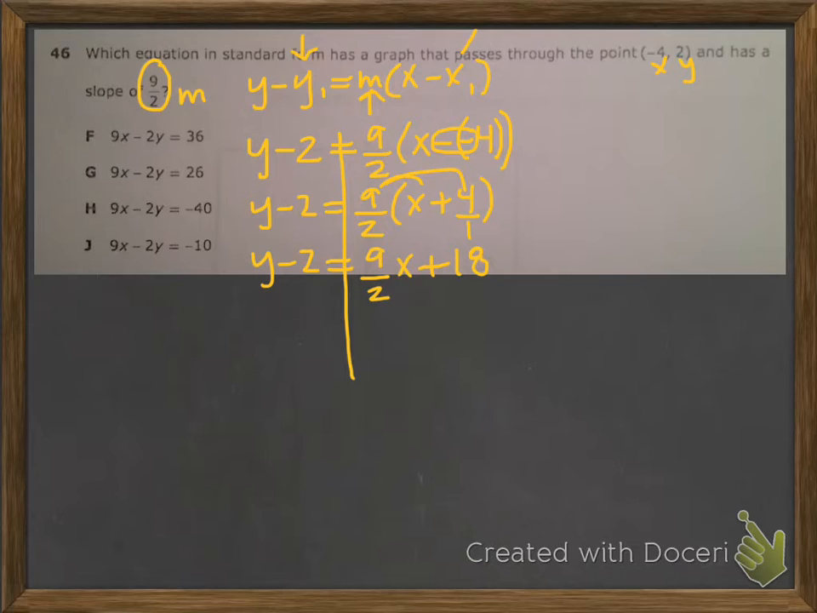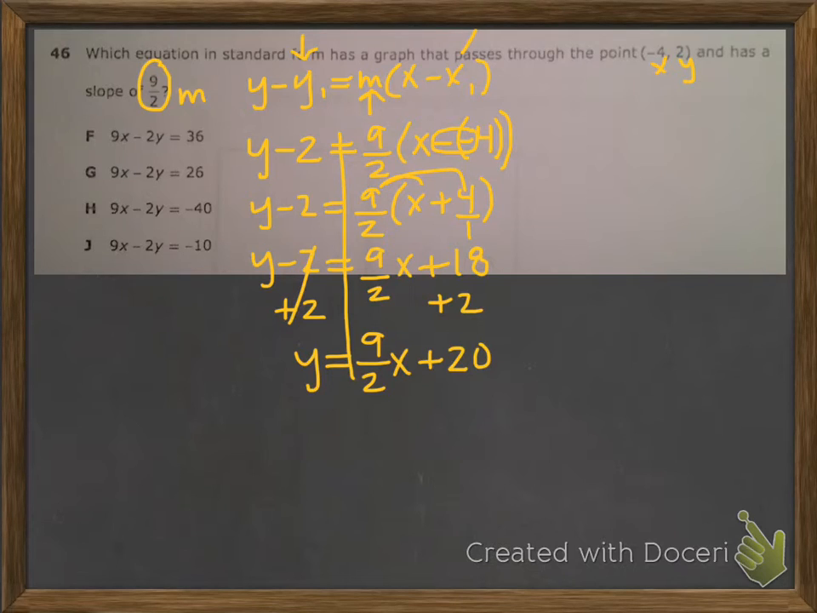We're almost to slope-intercept form. We just got to move that minus 2 to the right, so I just have y on the left. We're going to do that by adding 2 to both sides. y equals 9/2 x plus 18 plus 2 is 20. So now we're in slope-intercept form. Now we're going to go to standard form.